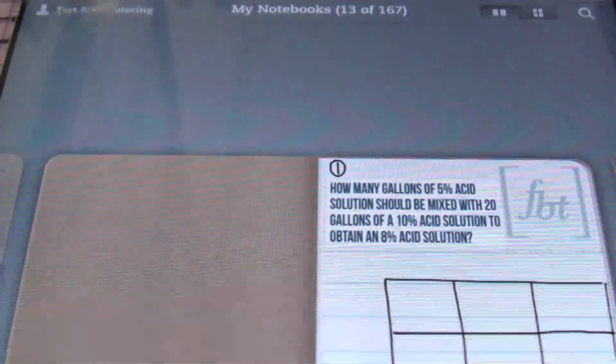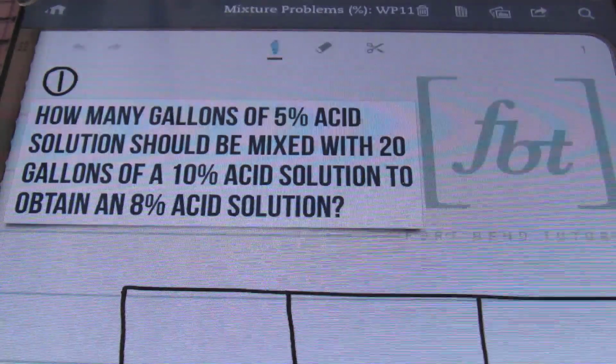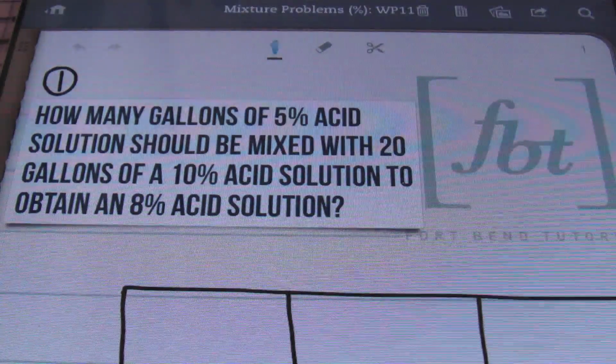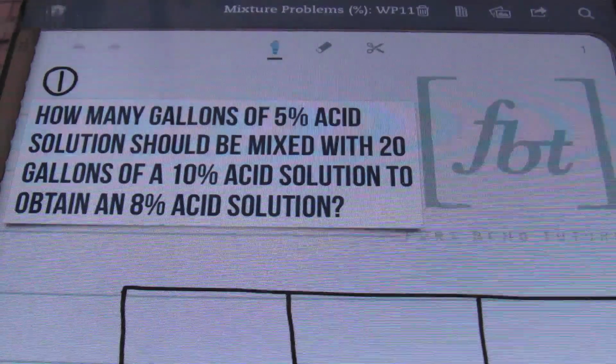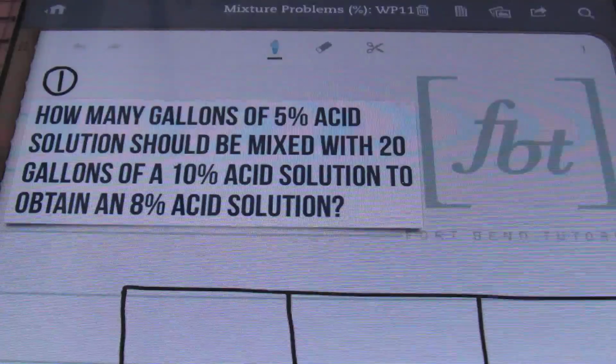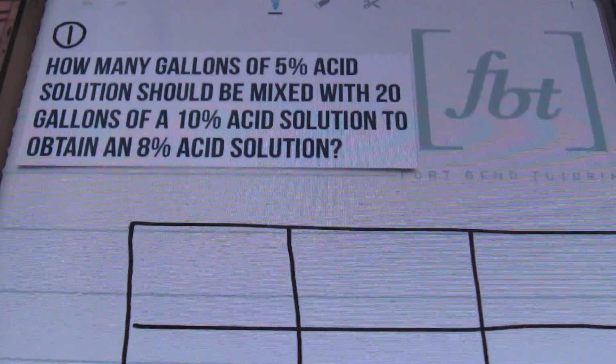Hello ladies and gentlemen, this is Mr. Whit with Fort Bend Tutoring, and today's tutorial is going to be about mixture problems. Well, ladies and gentlemen, there are two types of mixture problems. You can have mixture problems that deal with percentages, and you can have mixture problems that deal with money. Today's lesson is going to be about mixture problems that have percentages involved. Alright, so let's start out with number one, shall we?